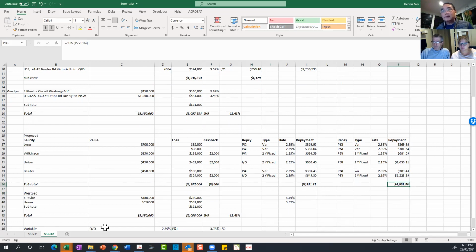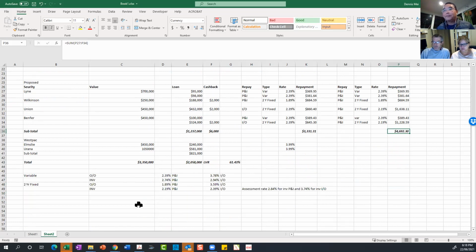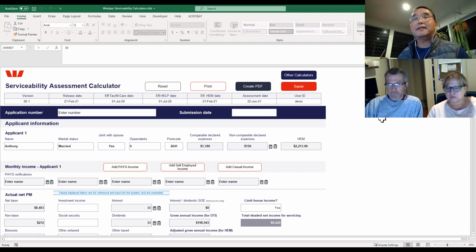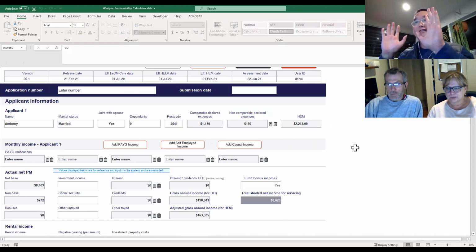Now let's go back to another calculator, which is Westpac's loan servicing calculator. That's the important one. Let me share that screen. Where is that? Okay, here. Share this one. Okay. Now, can you see the Westpac serviceability assessment calculator? Yeah. Okay. Now, this is the servicing calculator we use, as well as the bank uses.